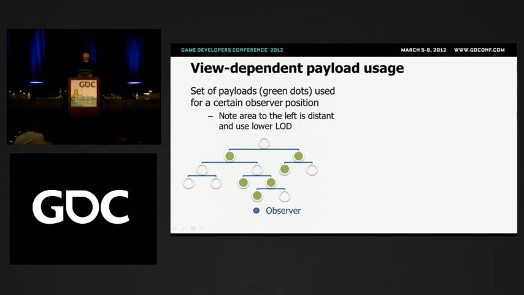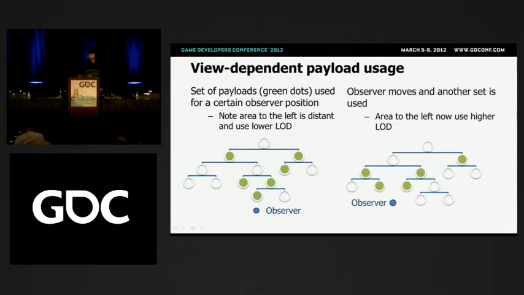So I'll try to explain the big benefit of having the LOD payloads. But first I want to show that the payload usage is view dependent. In this case, we have an observer somewhere on the terrain, and he needs those green blobs or payloads to render that particular view. If the observer moves, he'll need another set of payloads.